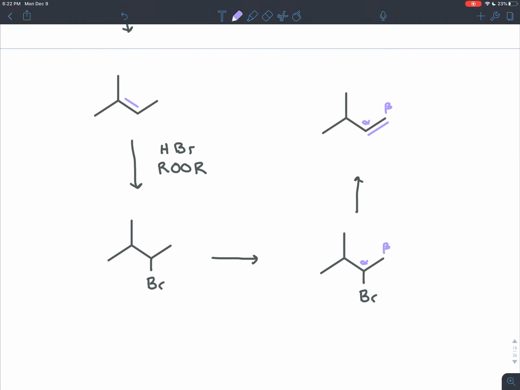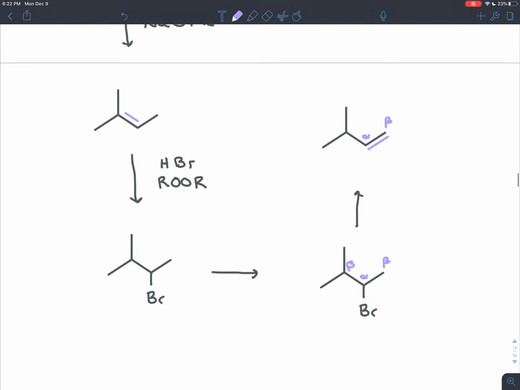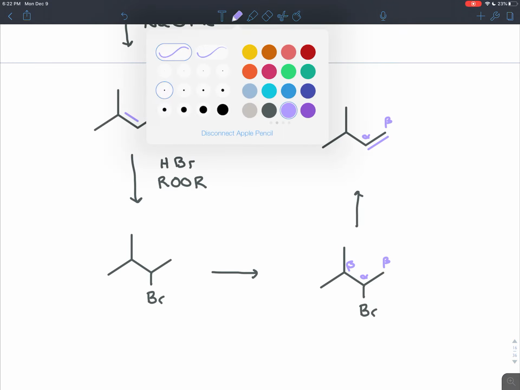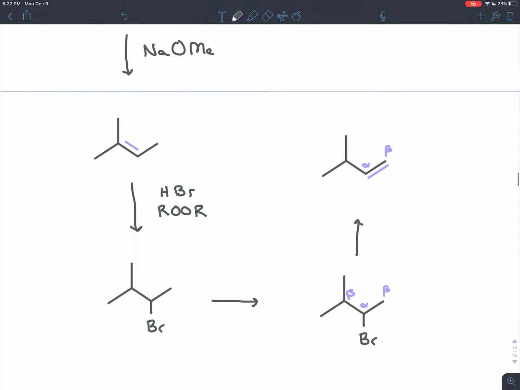Now, this is a mono-substituted alkene. That's the less substituted of the two possible substituted alkenes we could form. So that's the Hofmann product. And to get the Hofmann product, we'd use a bulky base, like potassium tert-butoxide.